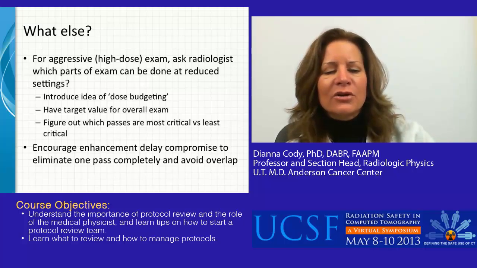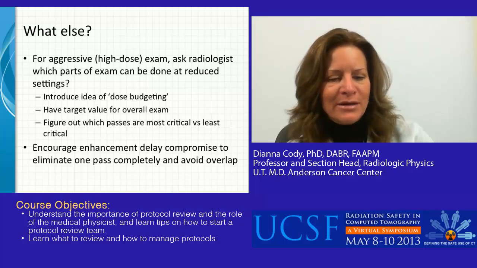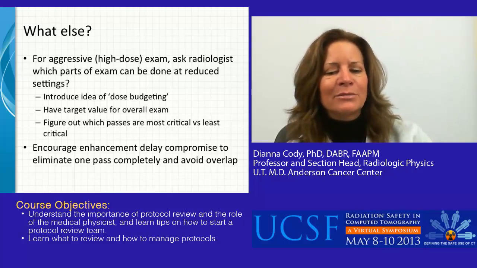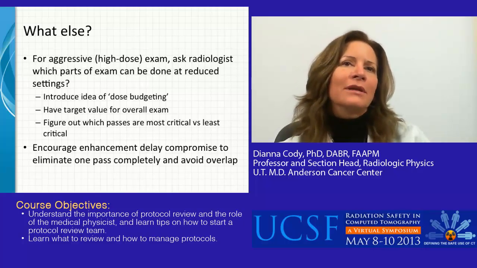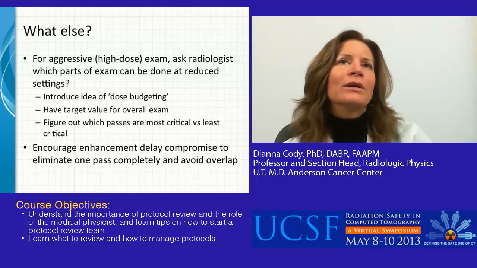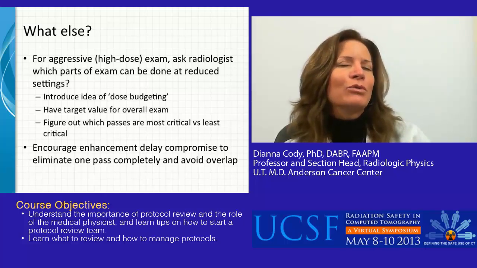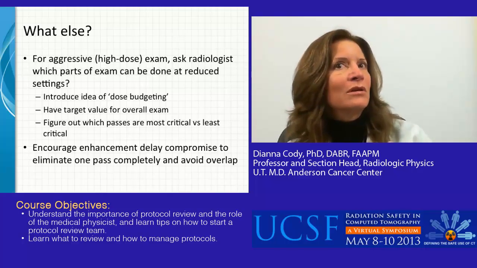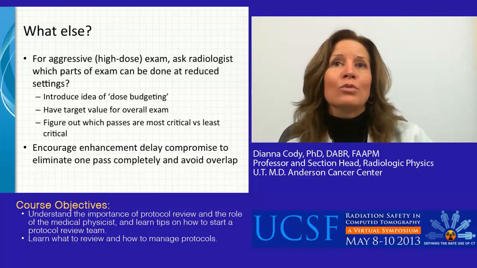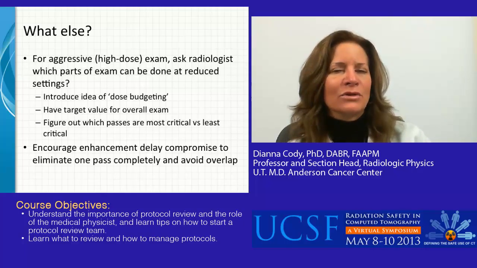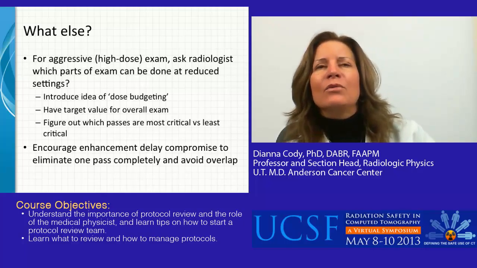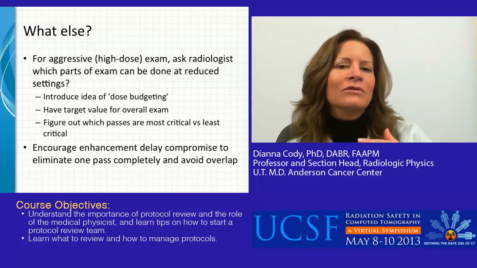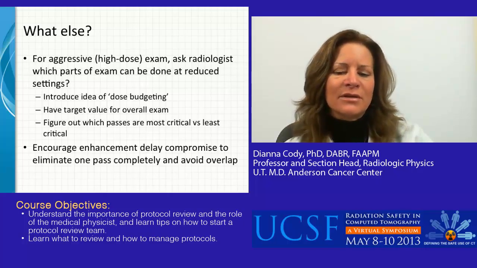We can also encourage enhancement delay compromise to eliminate one pass completely and avoid overlapping regions. So if we can, instead of having a 3-pass exam, compromise on one of those passes and eliminate one completely, that reduces dose in a big way. If we can be stingier about overlapping the edges of the exams, we can also benefit our patients.